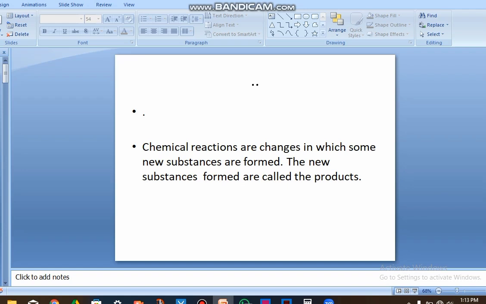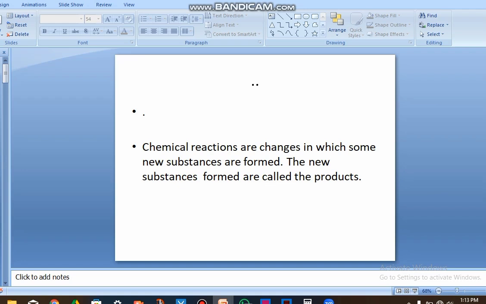Let me say the reaction between hydrogen and oxygen. Hydrogen and oxygen will react to form what we call water, isn't it? So the hydrogen and the oxygen are on the left side. Those reacting substances are what we call the reactants. Are you getting it now? The ones that are reacting are called the reactants. Then the water that is being formed from the reactants is what we call the product. So the reactants are at your left side while the products are at your right side.